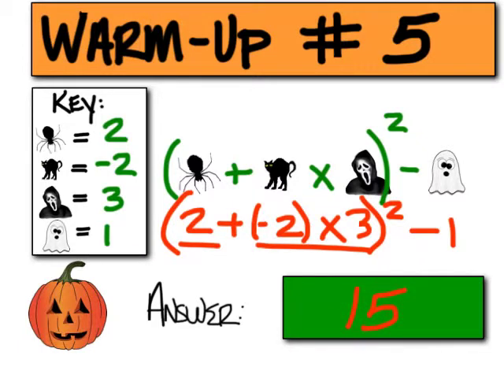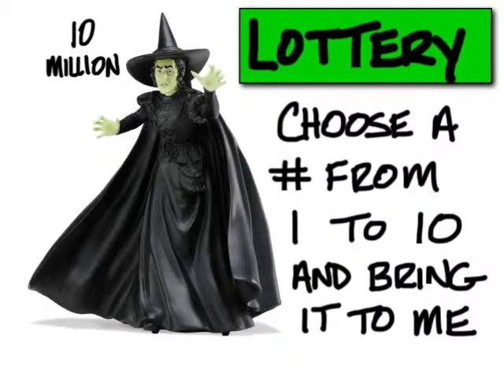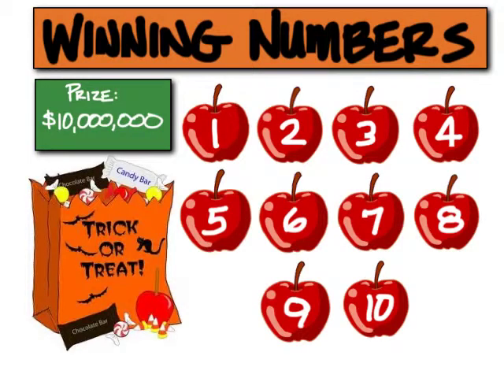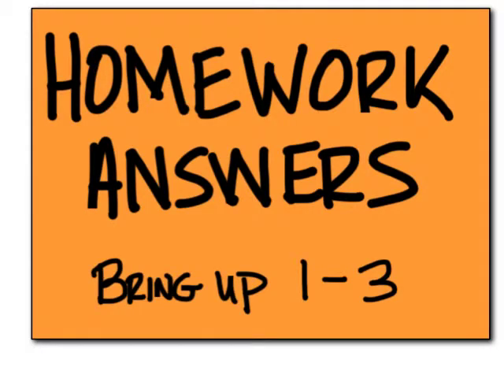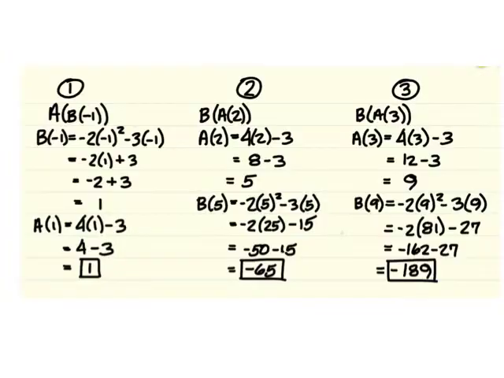So everybody come back and pick up 2 stacks of 2. Pick a number from 1 to 10. The winning numbers today are 9 and 5. Homework check. If you have it, bring it up here. If you don't, and you were here yesterday, it's another 100 million. Answers for 1 through 3.